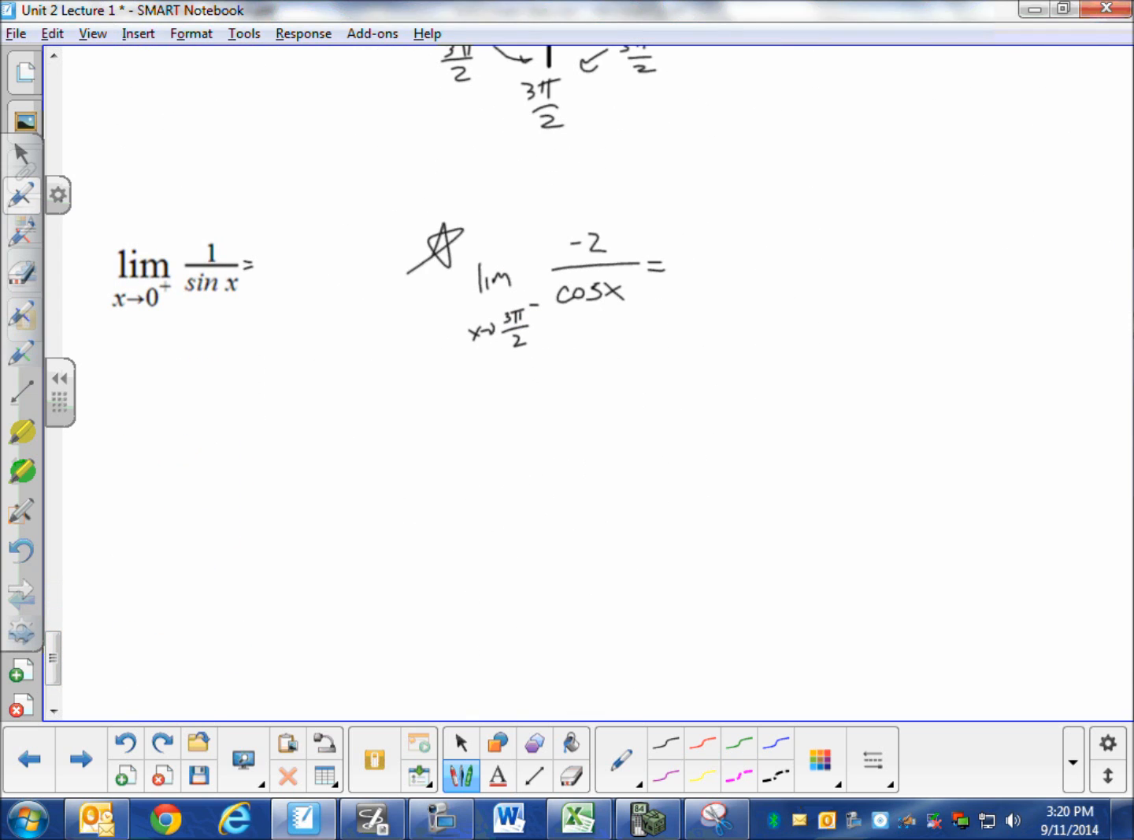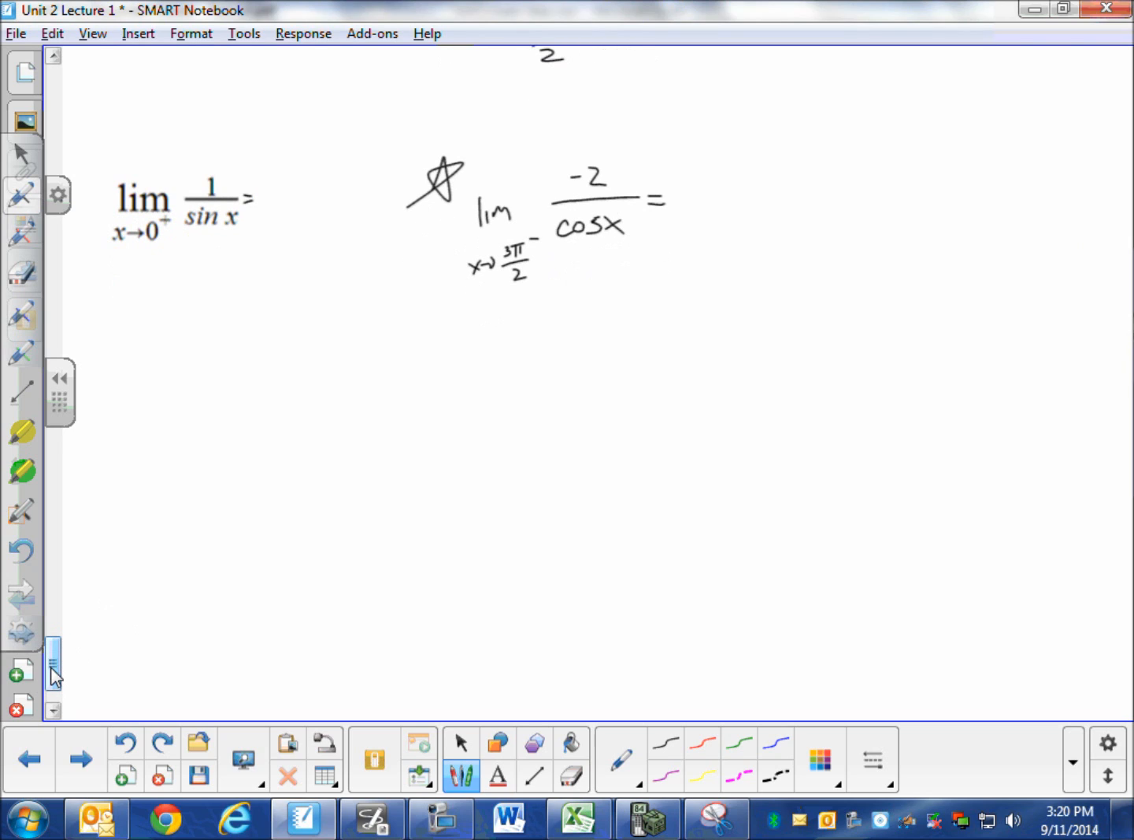Do this one. That's the limit as x approaches 3 pi over 2 from the left.